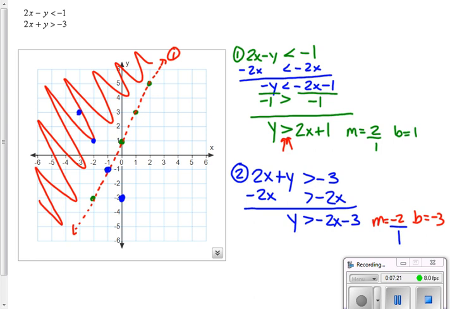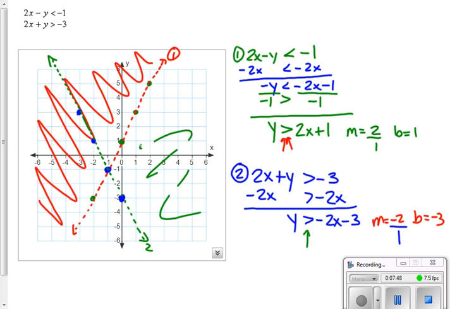I look at the inequality sign. The inequality sign is a greater than symbol, which means that this also has a dotted line. So I'll construct my dotted line on my graph. All these values on that line are not possibilities or not solutions. And this is equation 2. Look at your inequality sign. Greater than again means above the line, so you start to lightly shade here.